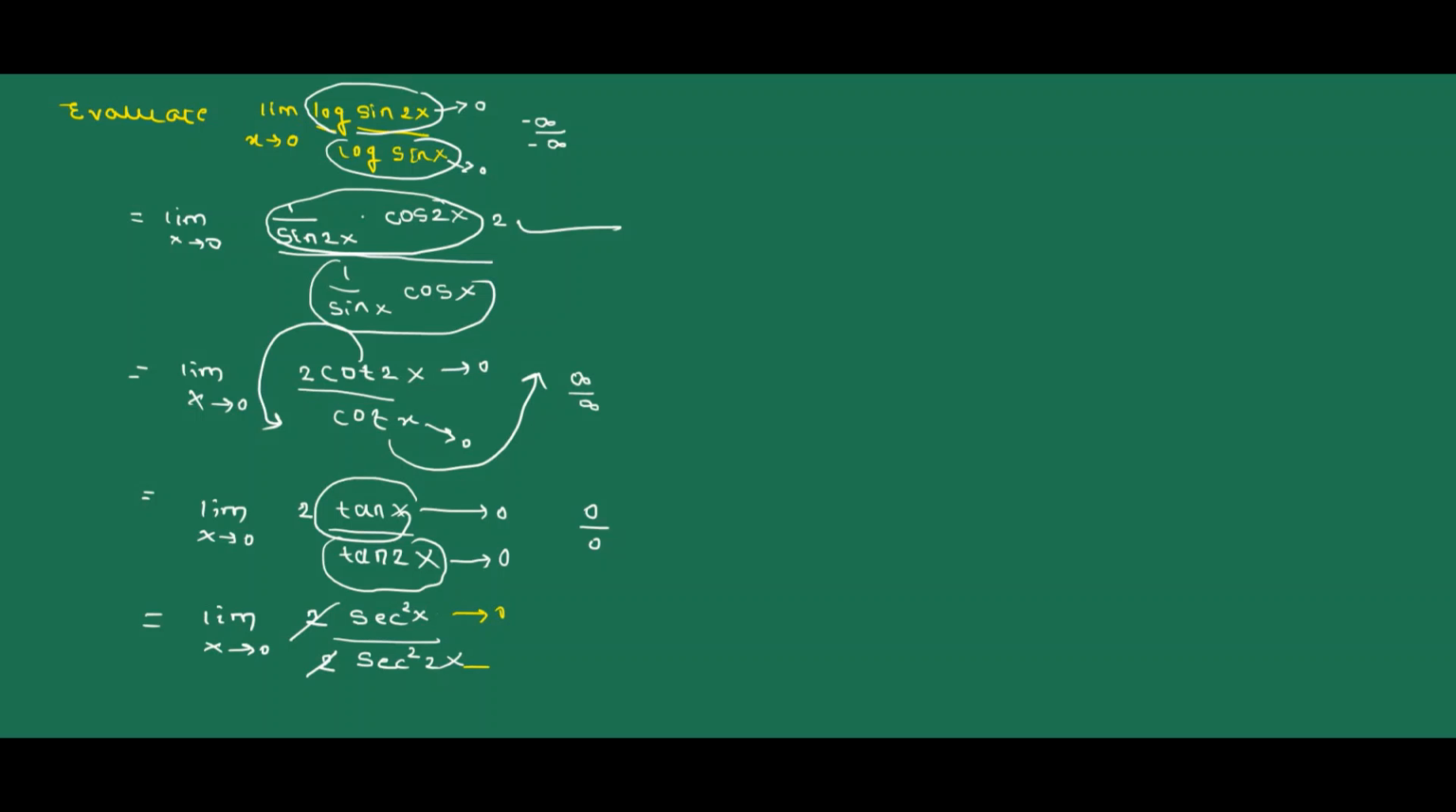If you put x is equal to 0, you will get sec 0 divided by sec 0, and sec 0 is equal to 1. So that is 1 divided by 1, and 1 by 1 is equal to 1. Since sec 0 is equal to 1.